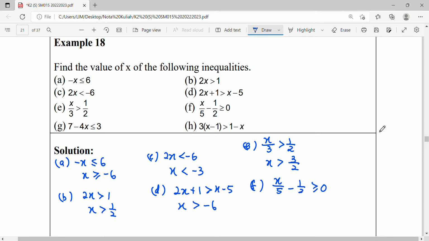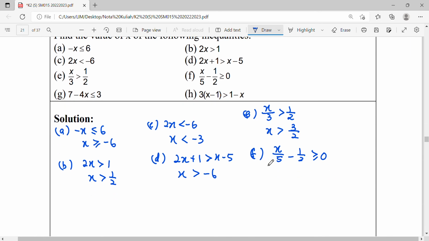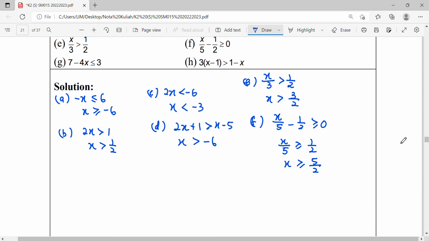For question F, also in linear form, we can move the value to the right hand side. Then we find x. To find x, we will times 5. Times 5, nothing changes with the sign. We will maintain it as greater than or equal. It will become 5/2.